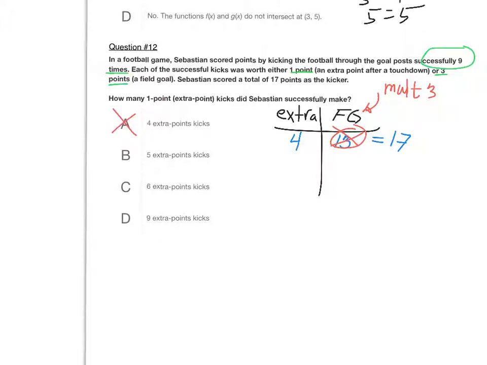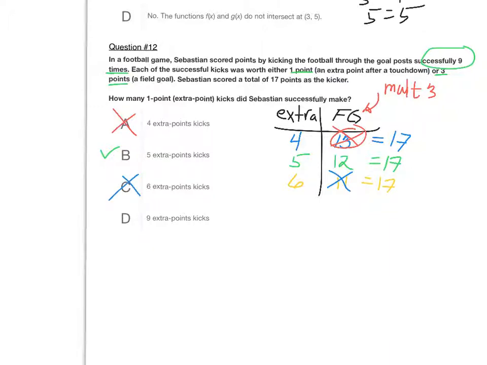So let's look at 5 extra points. So that would give us 5 points here. 5 plus what is 17? That would be 12 to equal 17 total points. 12 is divisible by 3, so this is a possibility. Look at answer choice C. 6 extra point kicks. So we'd put 6 here. 6 plus what is 17? That would be 11 to make it equal 17. 11 is not divisible by 3, so that is not going to be an answer choice, so we're throwing C out.